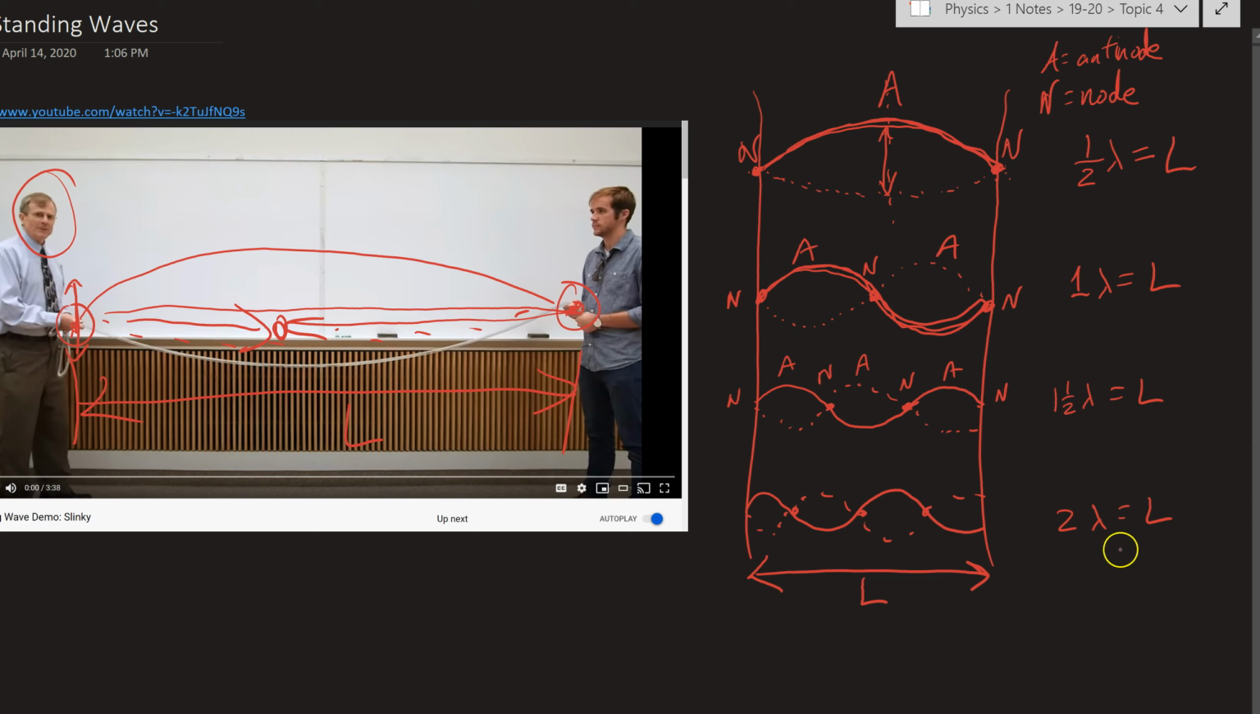There's another way we could write these that would make it a little bit more like a pattern. If I put lambda over 2, and then if I put this one as 2 lambda over 2 equals L, and if I put this one as 3 lambda over 2 equals L, and if I put this one as 4 lambda over 2 equals L, do you see what the pattern is? This number on top right here is increasing as we go from one pattern to the next. So if we call that n, where n is either 1, 2, 3, or 4, we get a pattern.